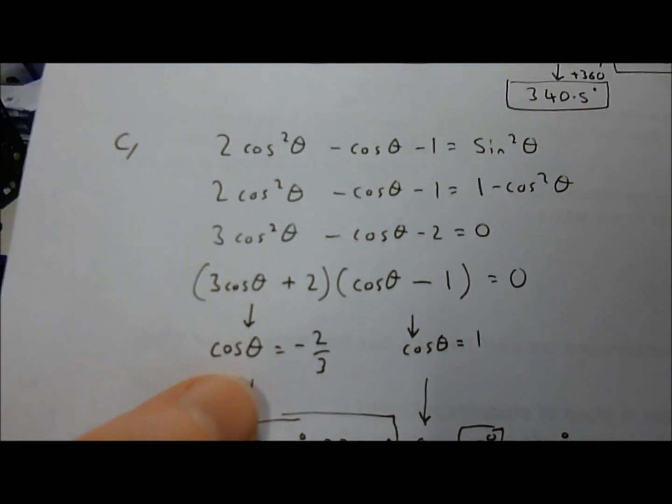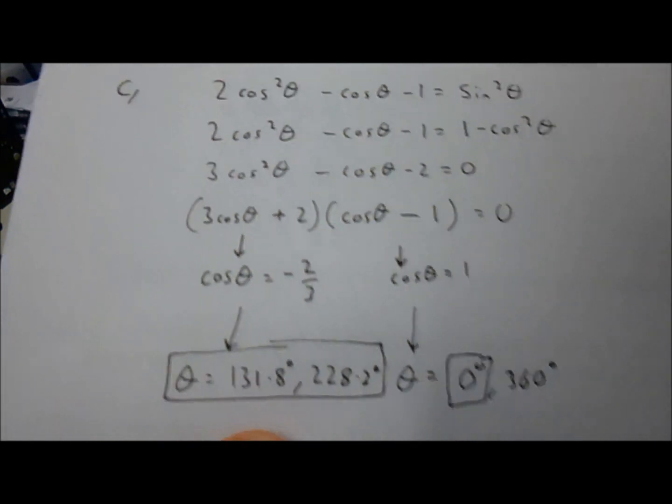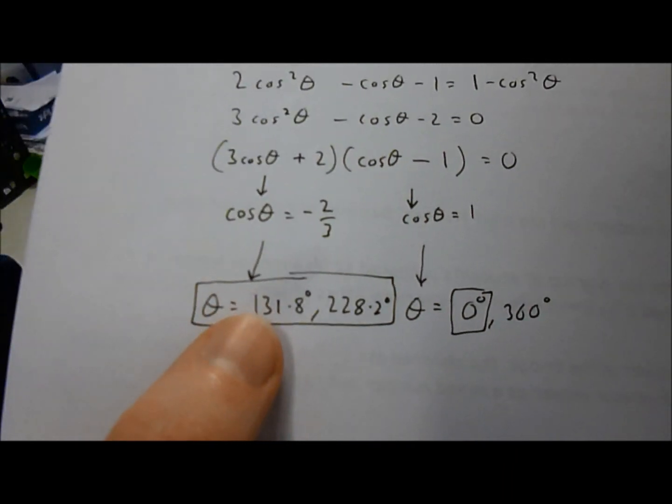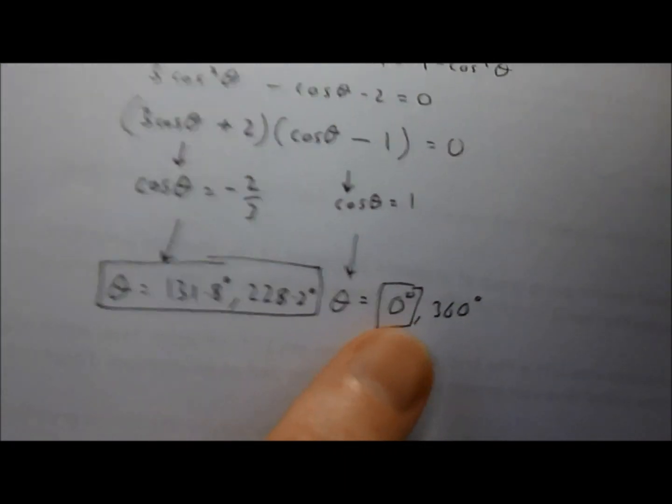Then I get these two solutions: either cos theta is minus 2 over 3 or cos theta is 1. Okay. And then I've just inverse cos. I remember the rule for inverse cos. Take your answer, take it off 360. And I have the same there.